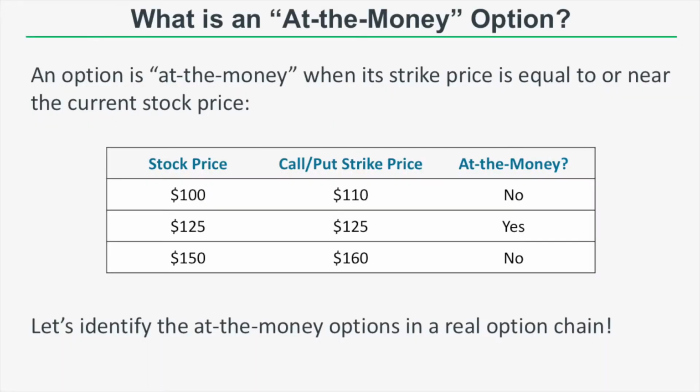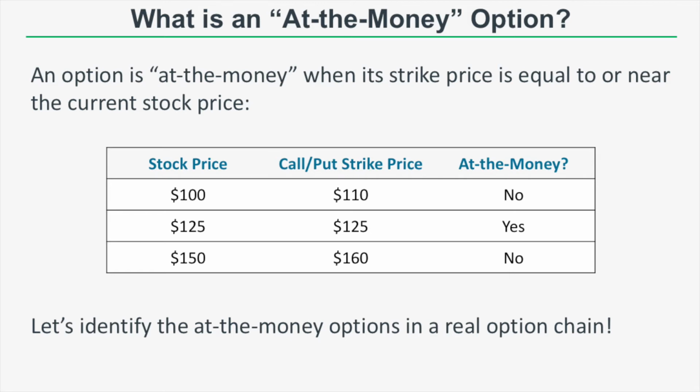All right, moving on. Now we're going to talk about at the money options, and they are really easy because at the money options just indicate options with strike prices equal to or near the current stock price, and that applies to calls and puts. For example, if we're looking at a $100 stock and the strike price of the call and put is $110, those options would not be at the money because that strike price is not near the stock price.